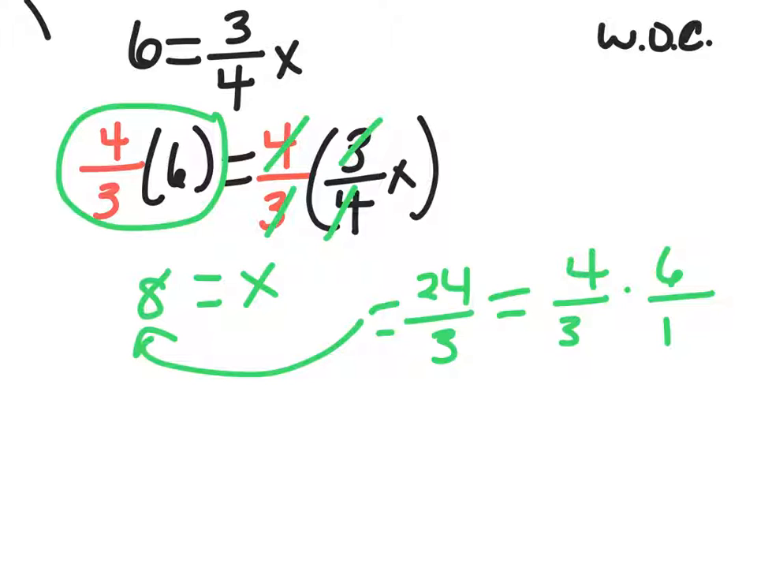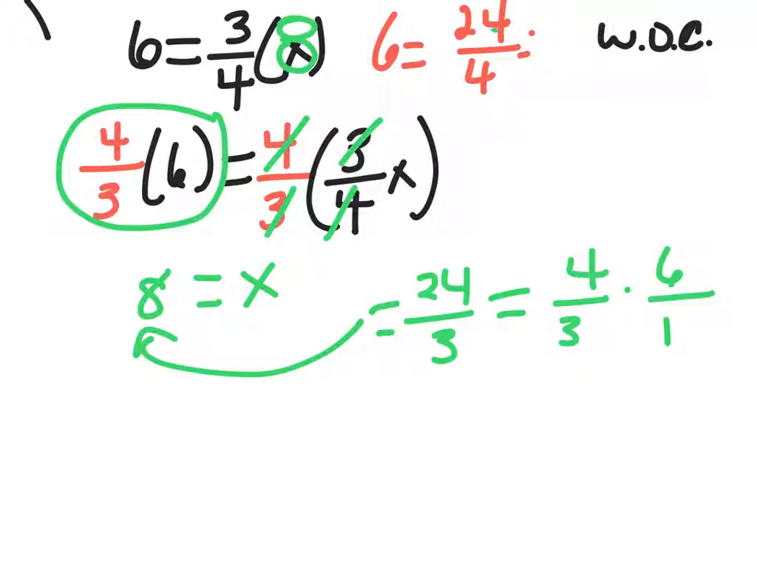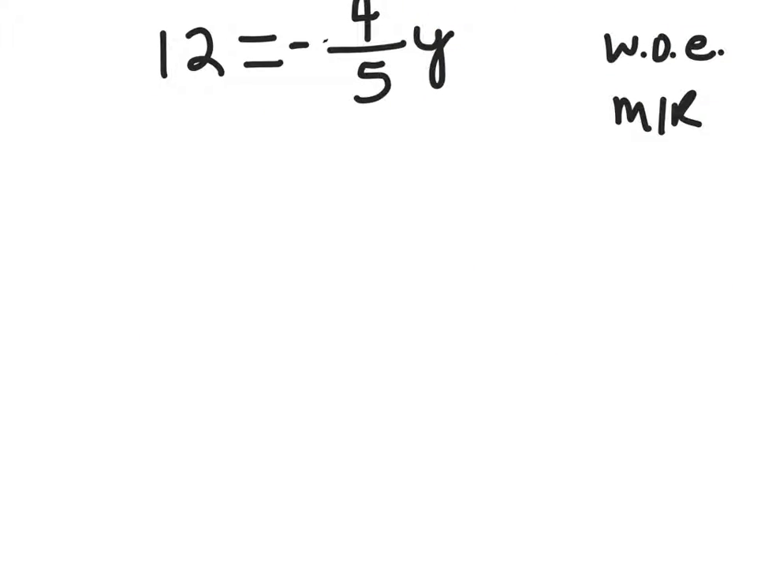Always test to make sure that when you plug it back in, it works out to be the same thing. So that would be 18, and we would put the 8 up here and multiply that out. This ends up being 6 equals 24 over 4, which equals 6, and so it is equal. 6 equals 6.